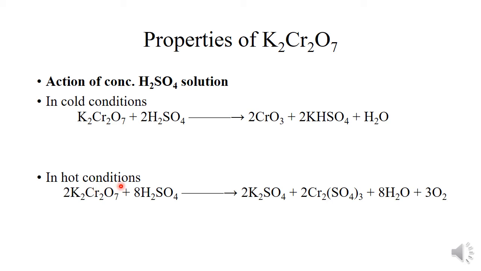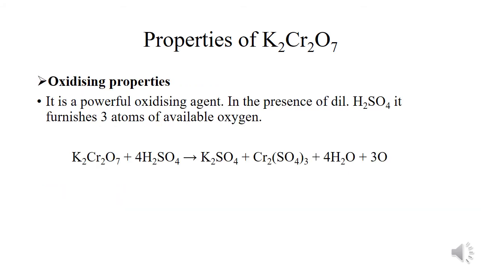But in hot conditions, that is on heating the mixture of potassium dichromate and sulfuric acid, in this case oxygen is evolved. Clear? So the next property, the oxidizing property, is the very important one.